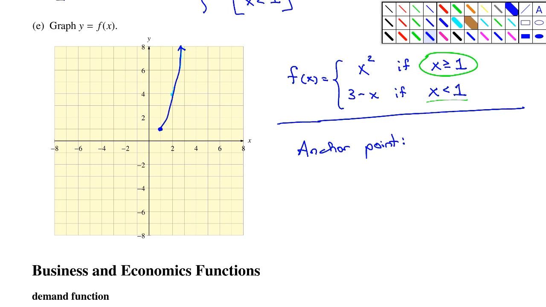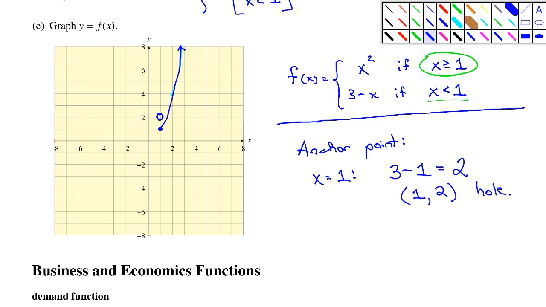So you're sort of pretending, all right, what if I could use x equals 1 with this second expression? Well, I would get 3 minus 1 is equal to 2. So that's the point 1 comma 2. And that is going to be a hole. It's an anchor point, but it's going to be open. So 1, 2 would be right here. We're going to make that an open circle.